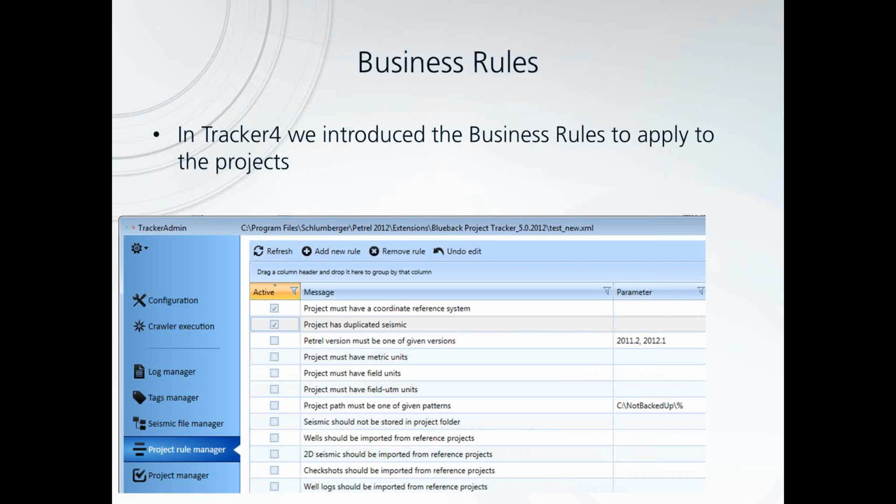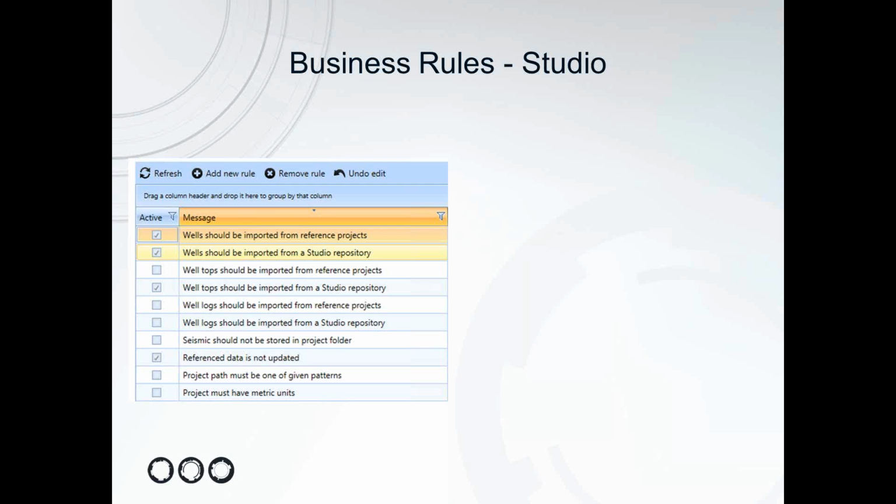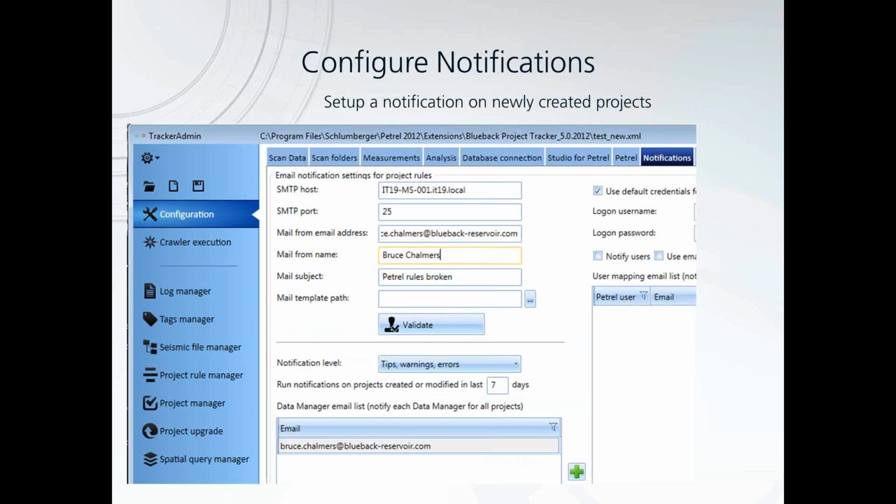Again, in previous versions of the tracker, we had the business rules, which check specific elements of the project and alert data managers to the absence of a coordinate system or projects containing lots of duplicated seismic. So in the tracker number 5, we also added some rules around Studio. So you can flag any projects that haven't imported their wells from a Studio repository or haven't got their seismic from Studio, to make sure that any projects which don't do that are flagged. And this is done through the notifications system.